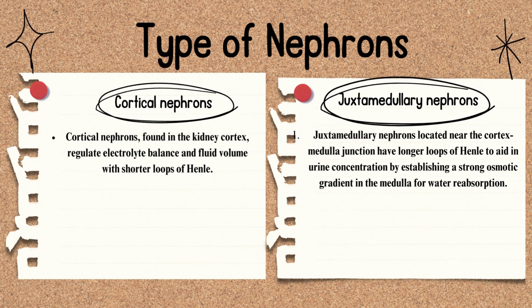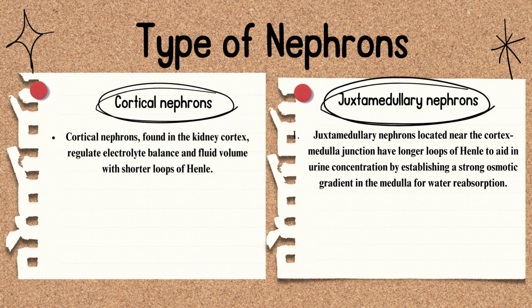On the other hand, the juxtamedullary nephrons are like the superheroes of water conservation and adaptation to varying hydration levels. They have a long loop of Henle that extends deep into the medulla, creating a strong osmotic gradient in the kidney. This allows for significant reabsorption of water and the concentration of solutes in the medulla, leading to the production of hypertonic urine when necessary.